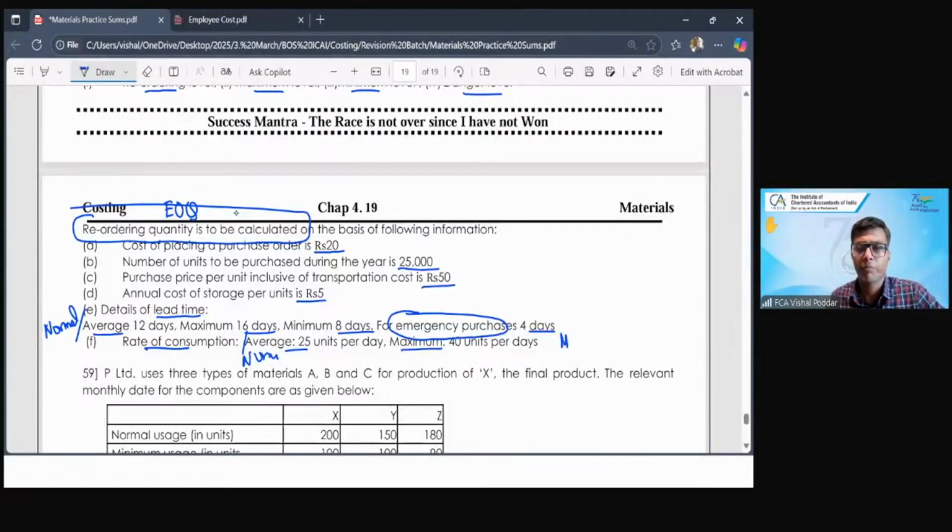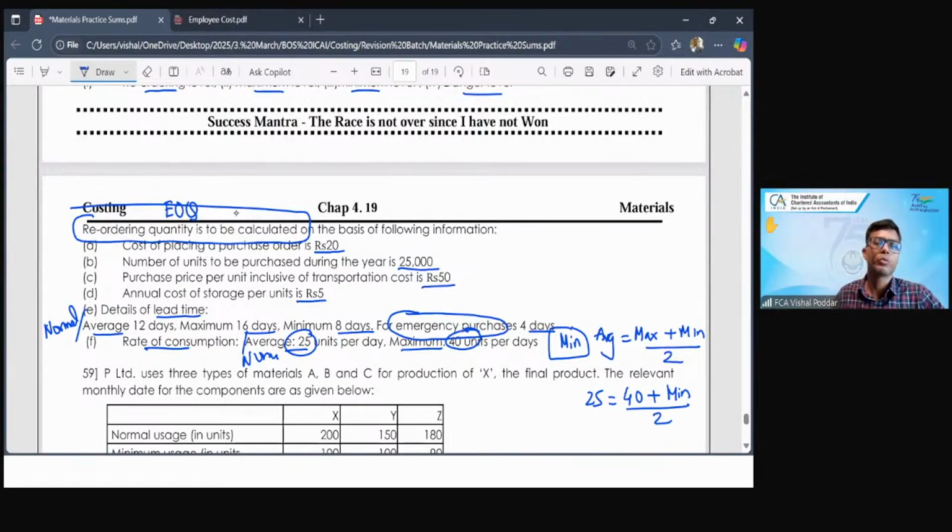Maximum is this. Now, if minimum is not given, we can calculate minimum. How? We have the formula of average, which is maximum plus minimum upon 2. Now, average is already given. So 25 is given. Maximum is already given. So 40 is given. Minimum, I don't know, upon 2. So 2 will come here, multiplied, it will become 50. 40 will come here, minus 50 minus 40. So I get my minimum consumption as 10 units per day. Fine, students. Achha, anybody calculated EOQ? Please give me the EOQ value also.